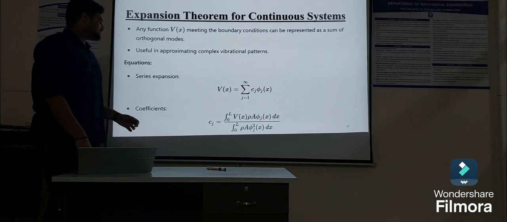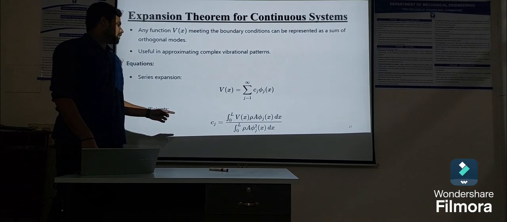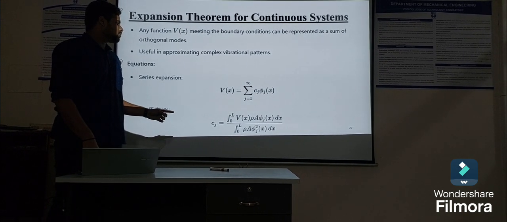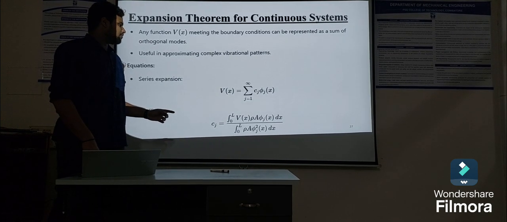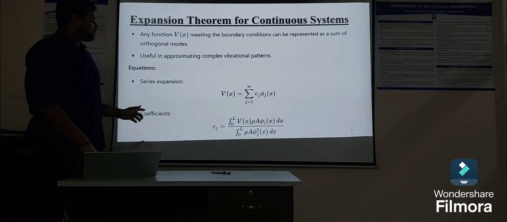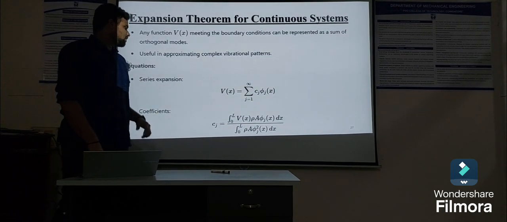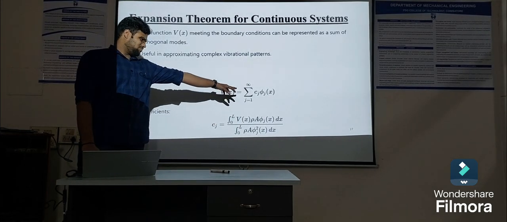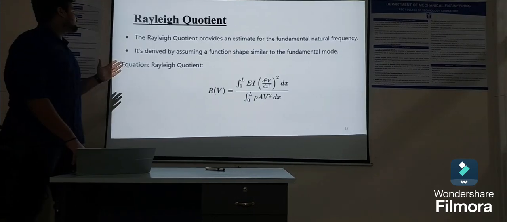The coefficient c_j is equal to integration from 0 to L of v of x into rho into A into psi_j of x into dx, divided by integration from 0 to L of rho A psi_j whole square of x into dx. This c_j is calculated and then substituted into that form.